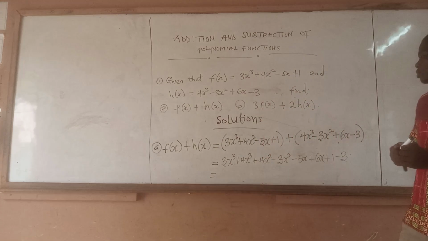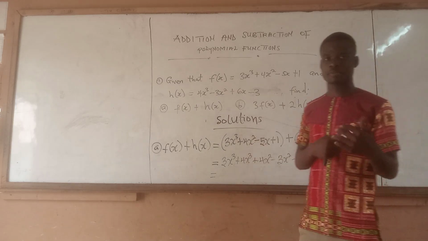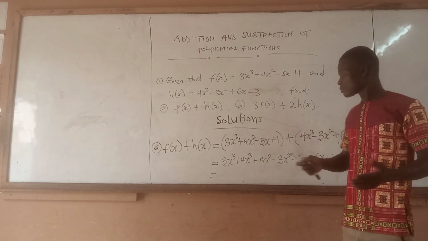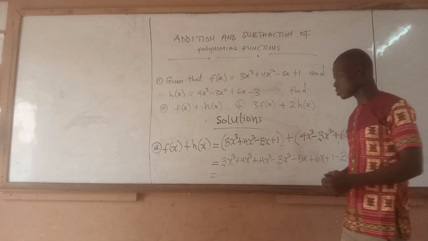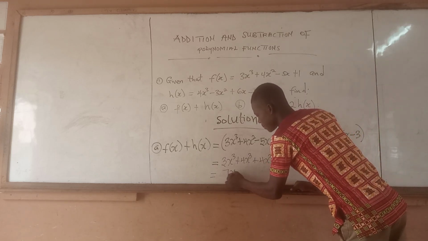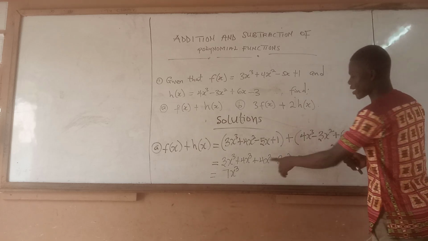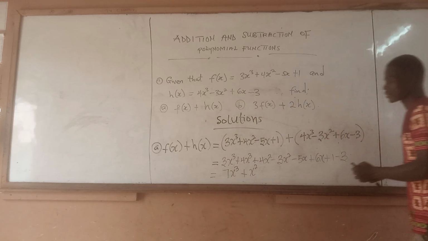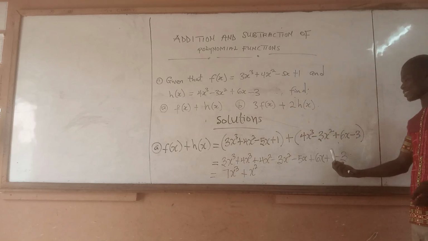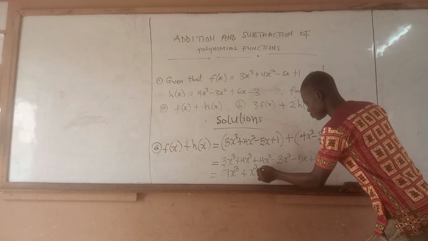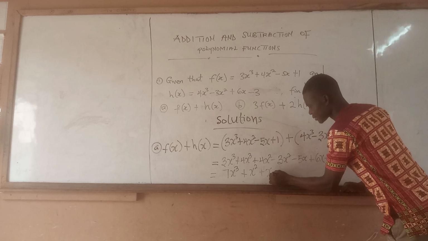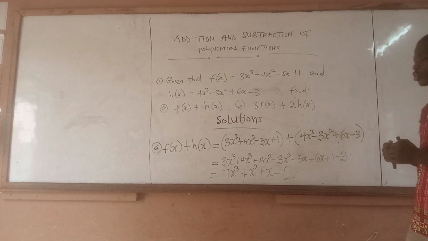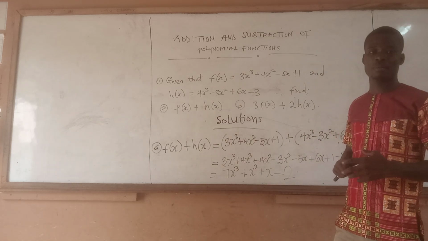So take your time. We have grouped them, so take your time and simplify. When you simplify, we are going to get 3s cubed plus 4s cubed, which is 7s cubed. 4s squared minus 3s squared is plus s squared. Minus 5s plus 6s is plus s. 1 minus 3 is negative 2. So this is how to solve this problem.